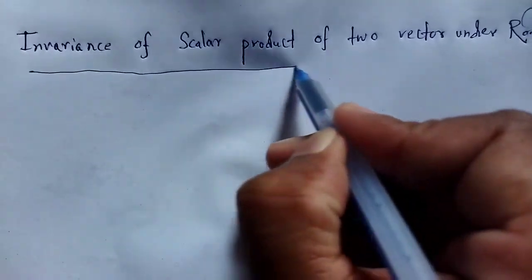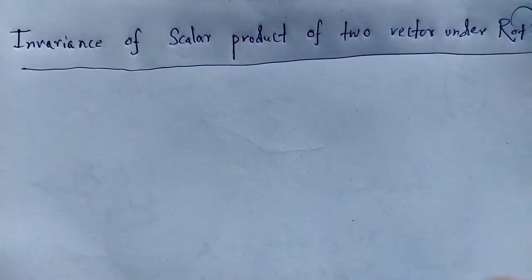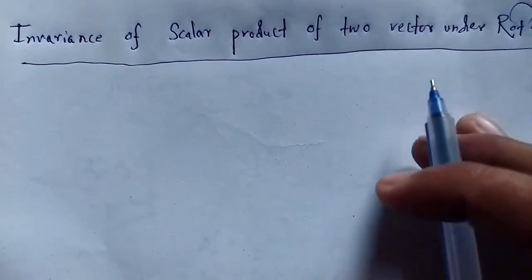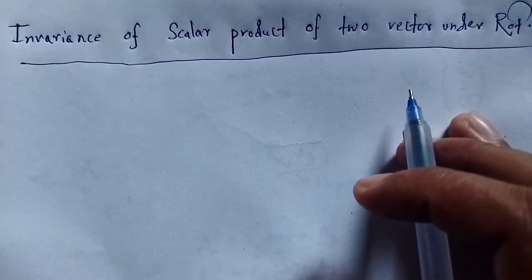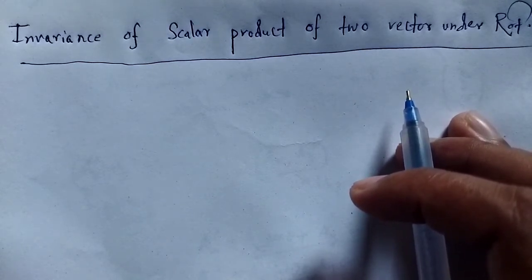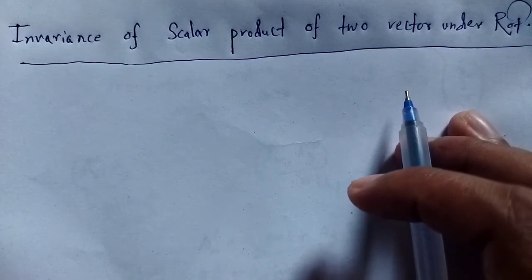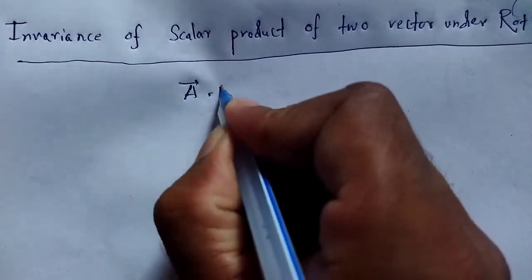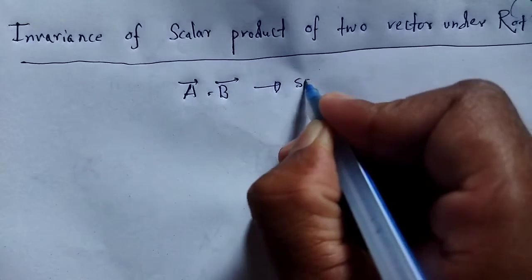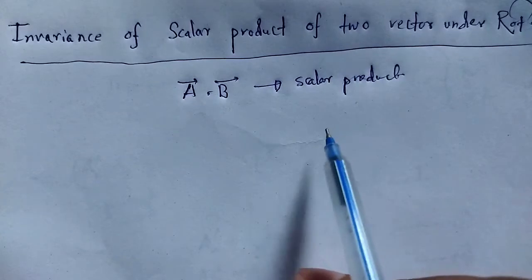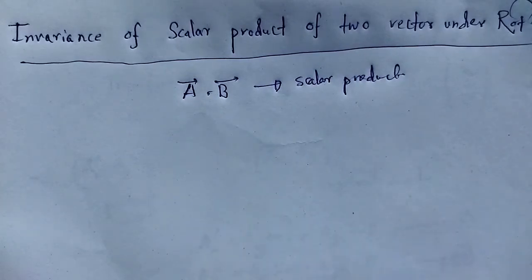How do we prove this? Let us see. Scalars are independent of the coordinate system, as we discussed. Scalars are invariant under rotation, since they are independent of the coordinate system. Let us examine the behavior of the scalar product of two vectors, A vector and B vector, under the rotation of the coordinate system. What is the result?